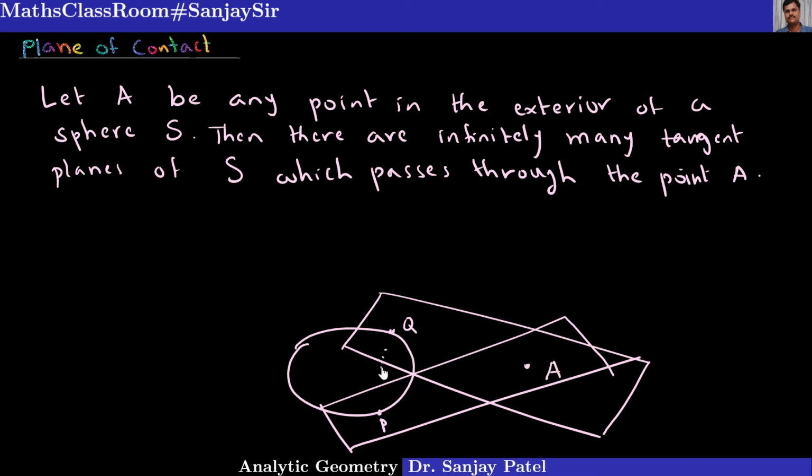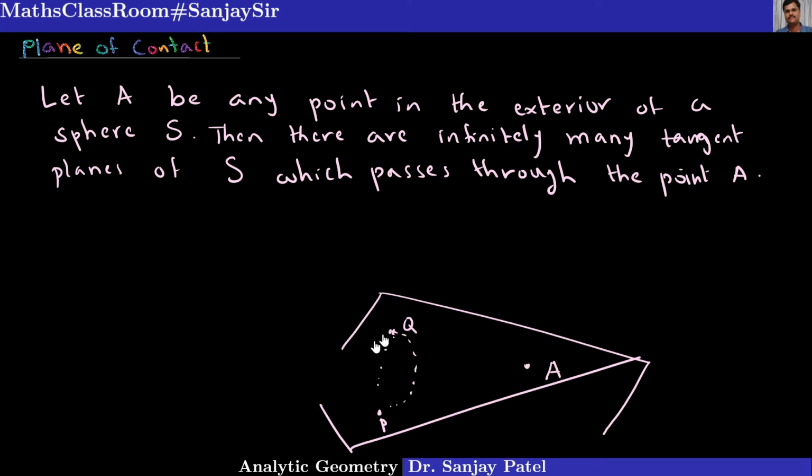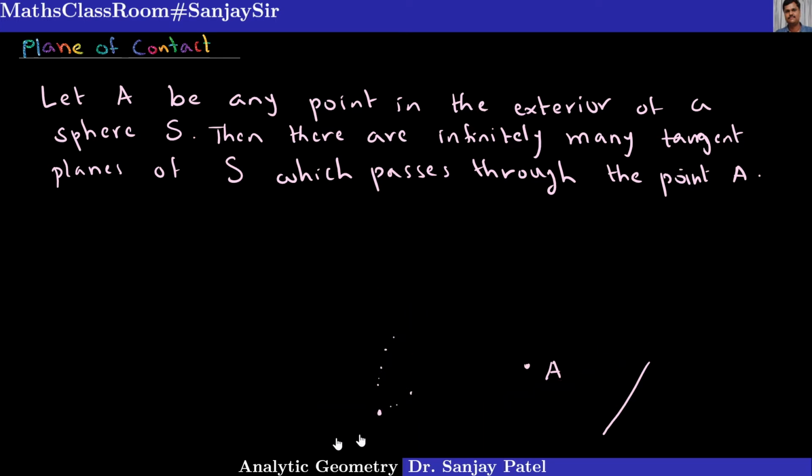All such points, if you collect on the sphere, which are point of contacts of different tangent planes, then these all are lying on some plane, and this particular plane on which all the point of contacts lie is known as the plane of contact. So let me write the definition now.